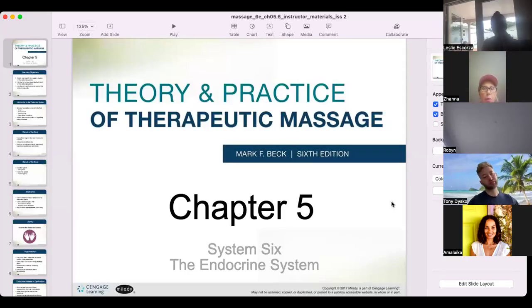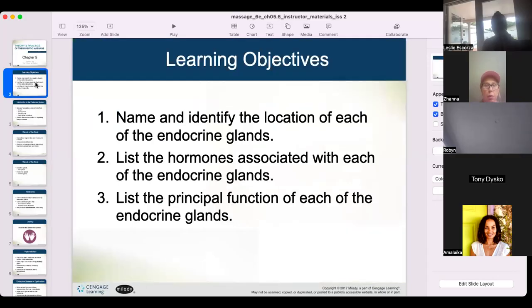Alrighty, good morning, everyone. Today we continue on with the anatomy of the endocrine system. First, let's know what we're going to learn about the endocrine system. It's a vast system, like all other systems. It has many complicated processes if we dive deeper into it. But for our purposes, for massage therapy, we are focusing more on identifying these glands, okay? And identifying location. Where are they located?